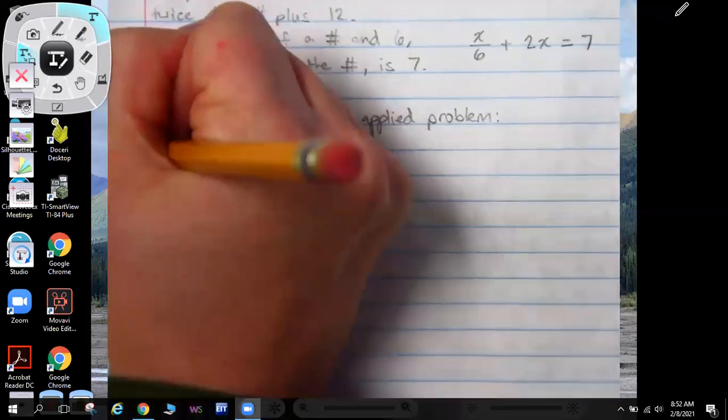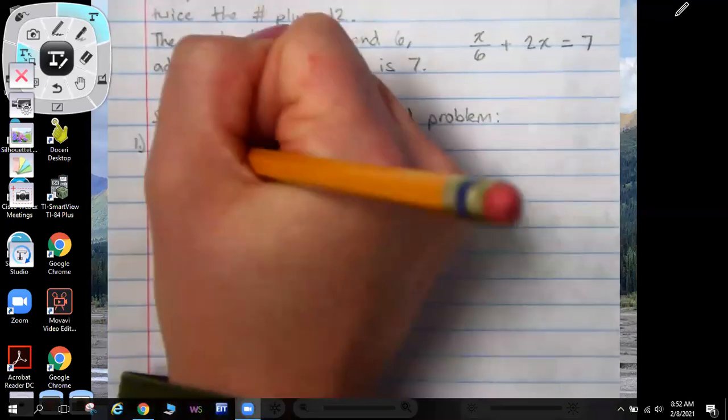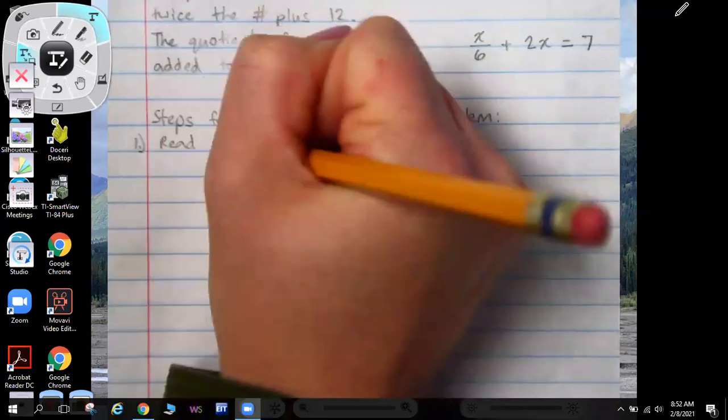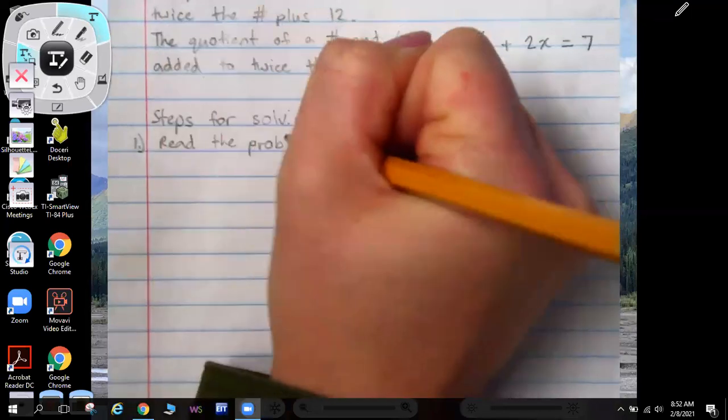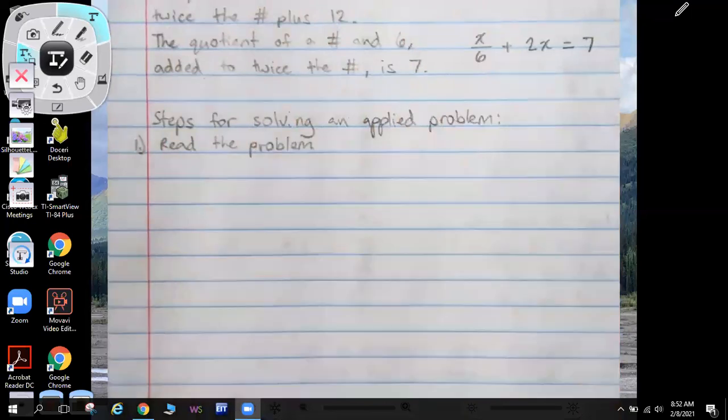First step might be obvious, read the problem. Read it, reread it, however many times you have to until you understand what's being given and what you're being asked to find.